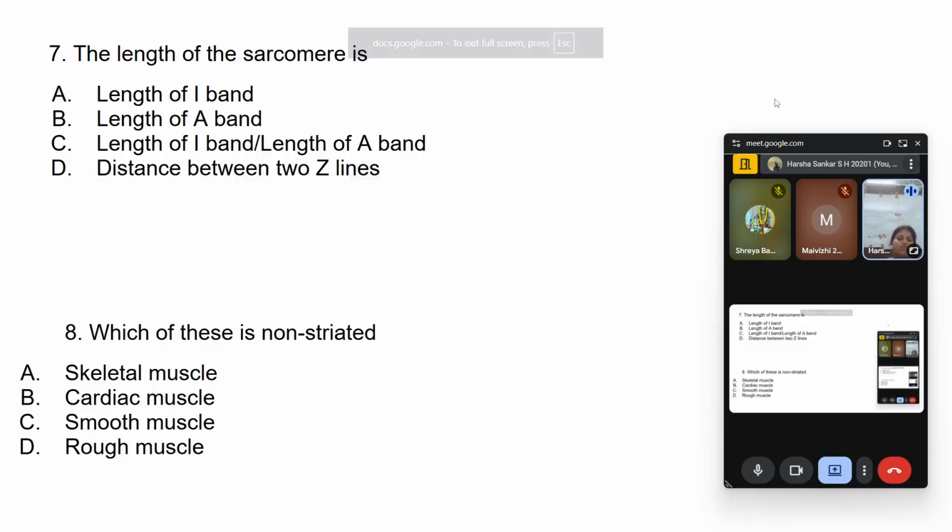Which of these is non-striated? This also we discussed in the beginning of the class. What cell type does not have any striations? Option A, skeletal muscle. Option B, cardiac muscle. Option C, smooth muscle. Option D, rough muscle. Which doesn't have striations?